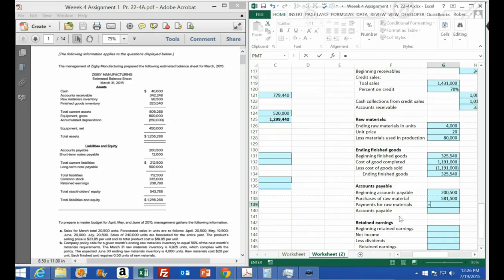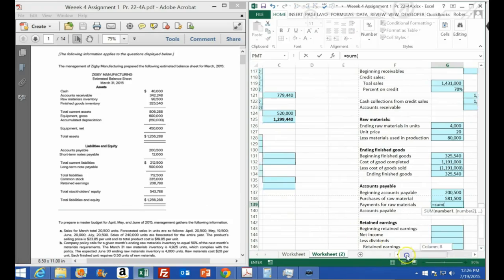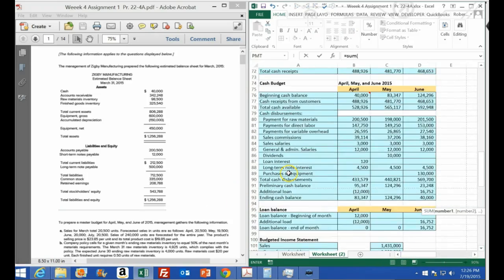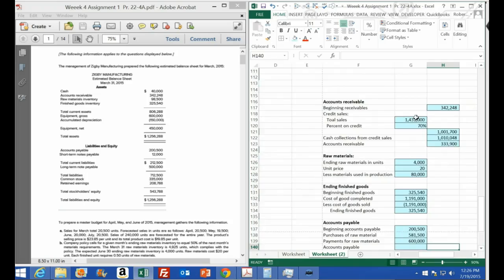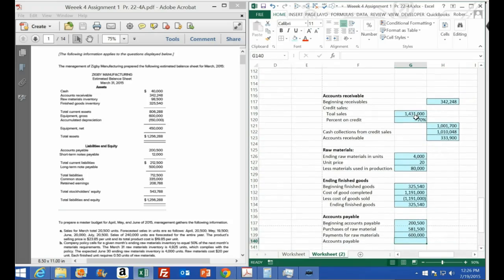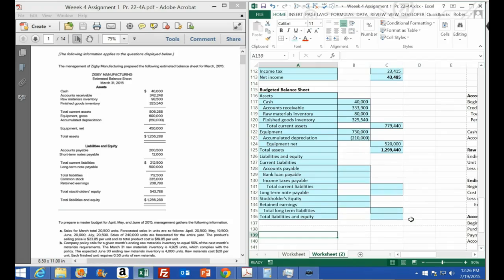And then we have the payments for raw materials. And we're going to say that equals the sum. And we're going to go to our cash payments area. So our cash budget. And we're looking at the payments for raw materials here are going to be the sum of these. Remember, they were a month off from the purchases because we paid them all in the prior month, 100% payments in the following month. So therefore, the accounts payable is going to be the beginning balance plus what we purchased minus what we paid to give us this 182 in this case.